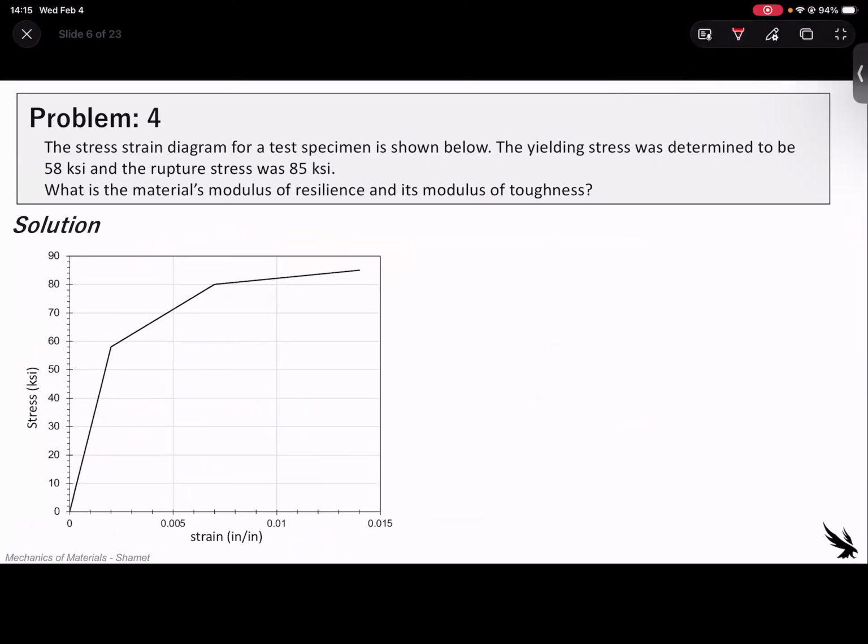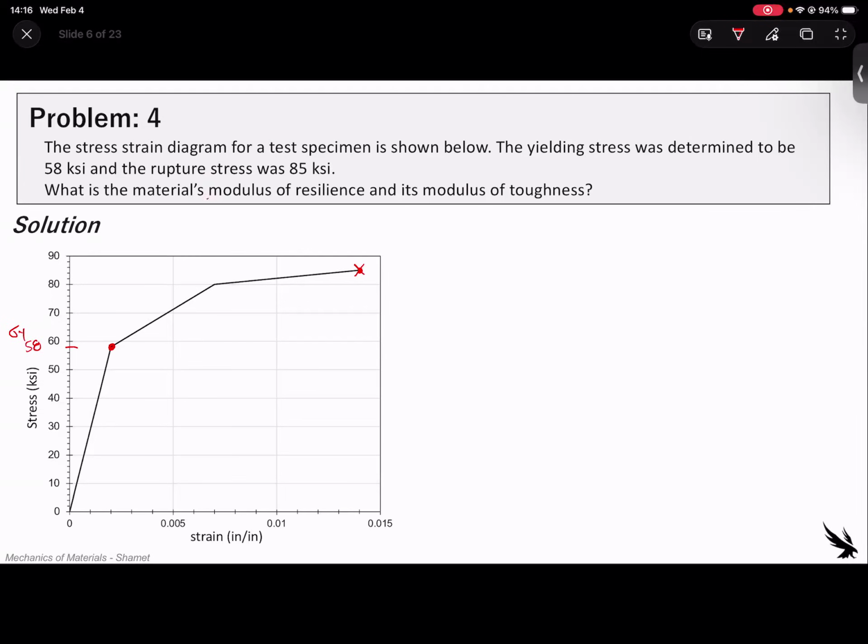All right, another stress strain diagram. It's shown below. The yielding stress was determined to be 58 KSI, which is going to be right about here. So similar to before, 58 sigma Y. And it ruptures at 85 KSI. So right here, that must be that failure point. We're asked to find the material's modulus of resilience and the modulus of toughness.